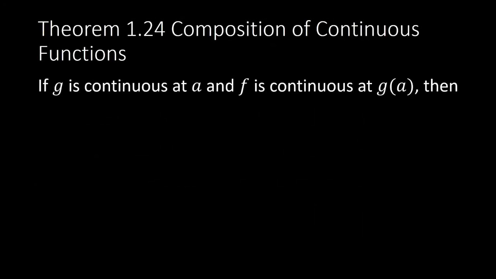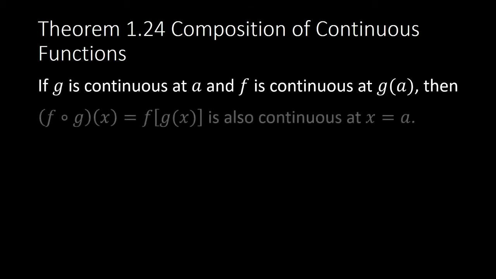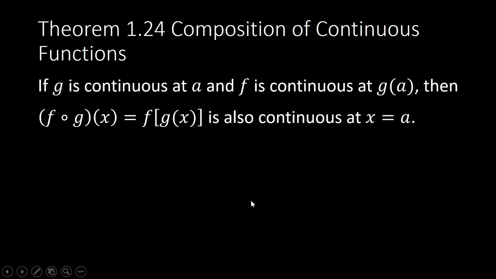Composition of continuous functions. So if g is continuous at a, and f is continuous at g of a, then f circle g of x, that is how we speak it, is equal to f of g of x, is also continuous when x is equal to a. So for example, this is a composition of two functions. So this one is also continuous.